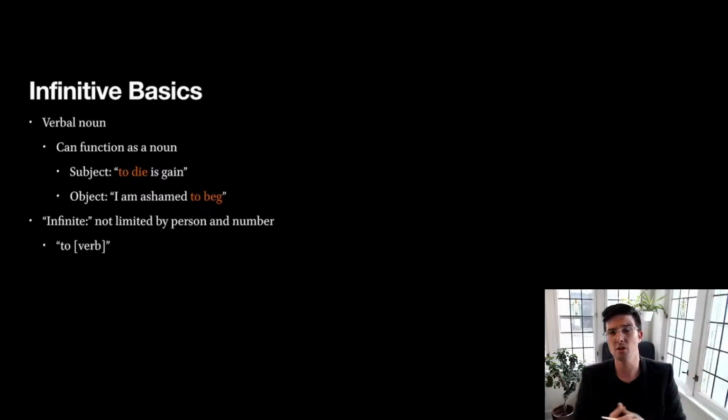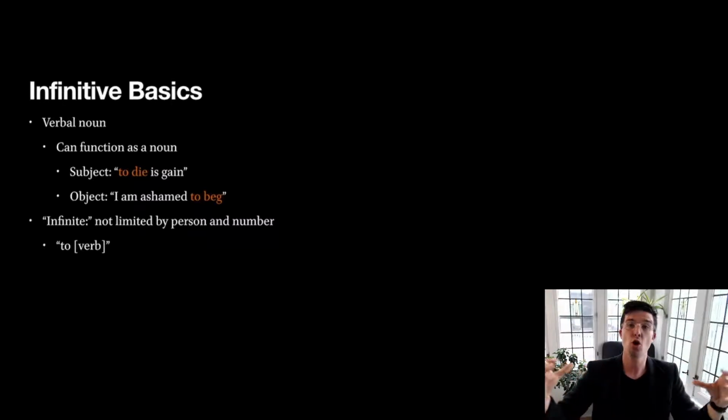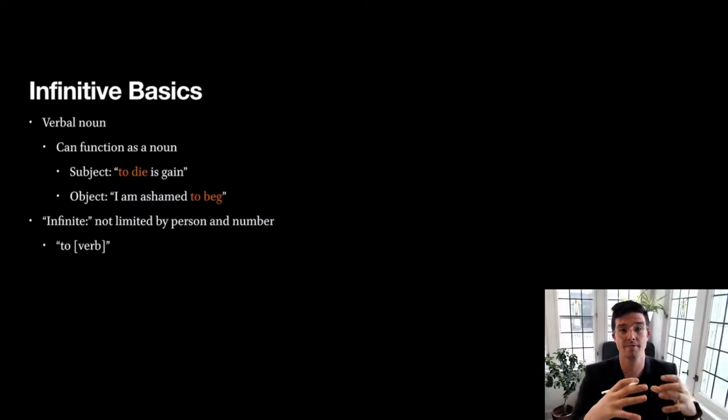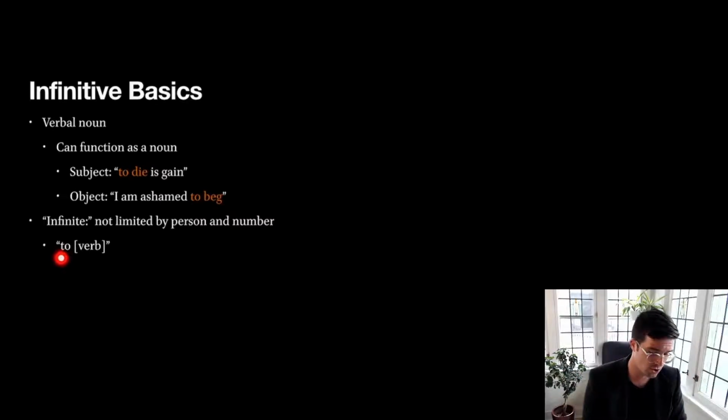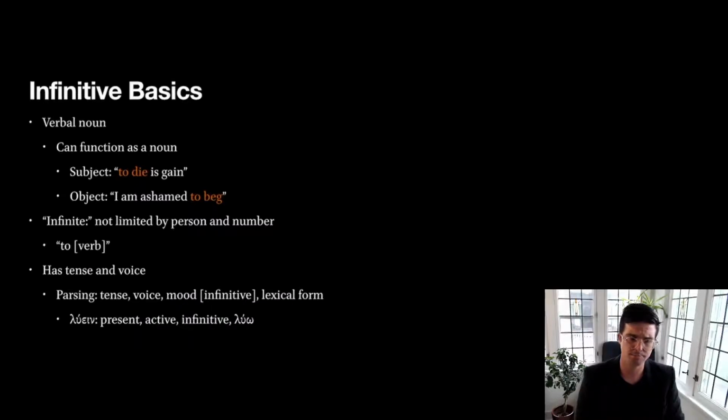As I just alluded to, an infinitive is called as such because it refers to the pure idea of the verb. It is not limited by person and number. So you don't have the limitations of who is doing the action of the verb, but rather with the infinitive, the whole idea of the verb is being referred to. And this is why one of the most common ways to translate the infinitive is with the phrase "to," and then whatever the particular verb is that we're translating.